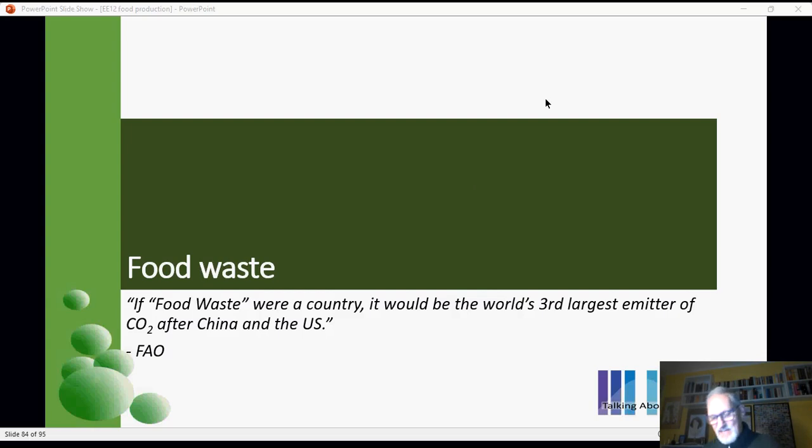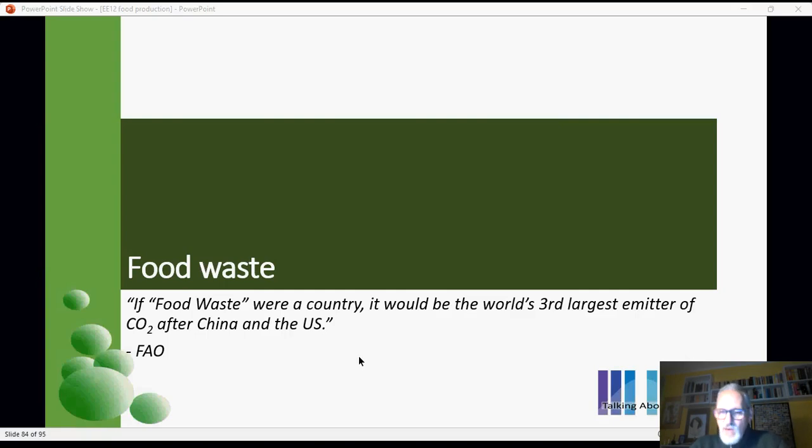Okay, so coming back to the themes, I think the other big theme for today is the theme of food waste. The whole food production chain, from producer all the way to distributor through to consumer, is potentially full of waste. And the FAO, in a report a few years ago, made this statement, which is rather sobering. If food waste were a country, it would be the world's third largest emitter of greenhouse gases, CO2, after China and the US.